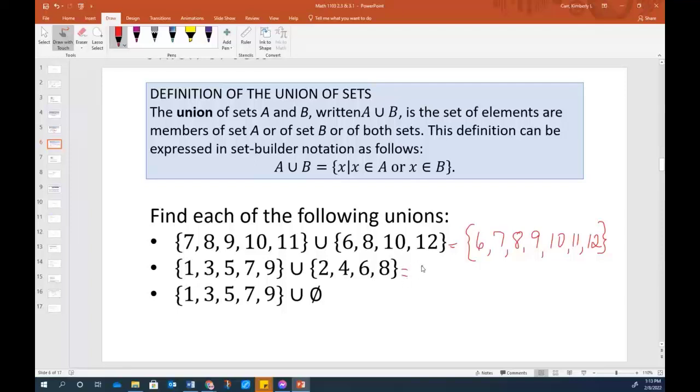If I put these together, and I'm trying to do these from smallest to greatest: 1, 2, 3, 4, 5, 6, 7, 8, and 9. So you can see a lot of times it can be a pain to write everything out in the roster method, and sometimes we want to use another method.